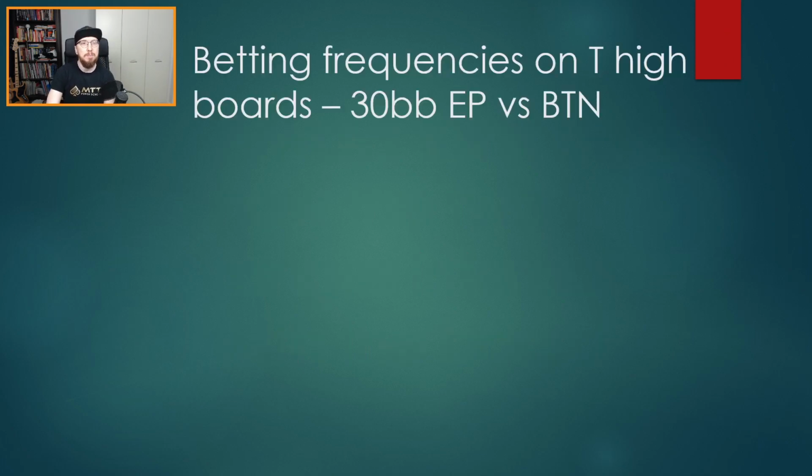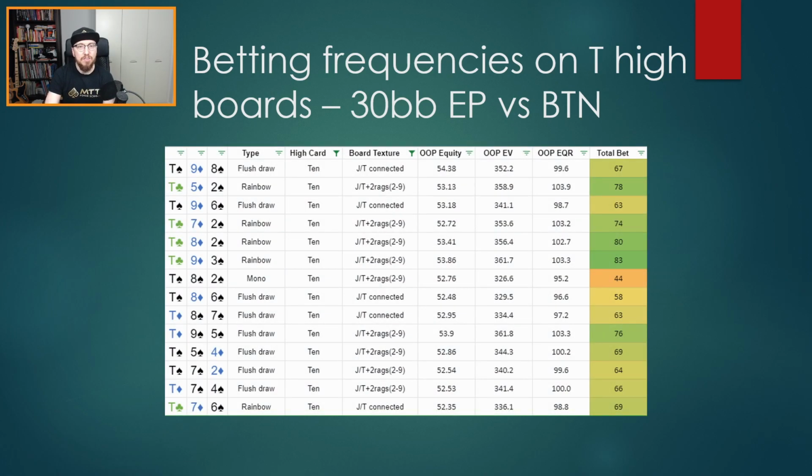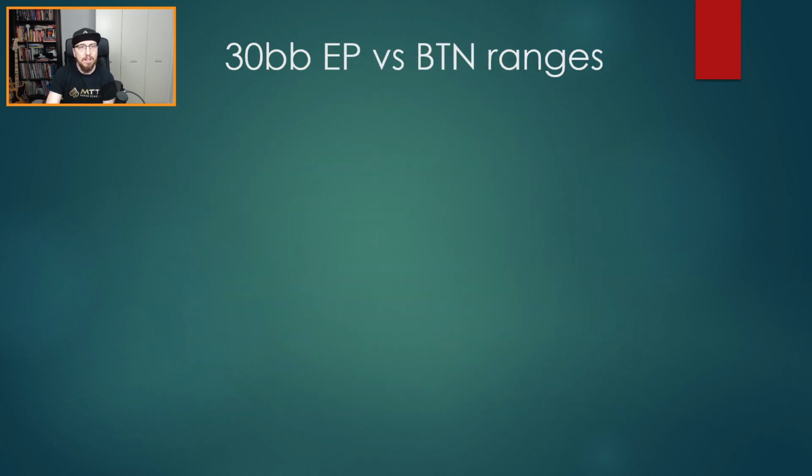So let's take a quick look at betting frequencies on 10 high boards, 30 big blinds, EP versus button. And here you can see there's a decent amount of betting here. The only board really that stands out as being a high check is the monotone board, right? And we already talked about monotone boards. So why is this happening? Let's take a look at the ranges.